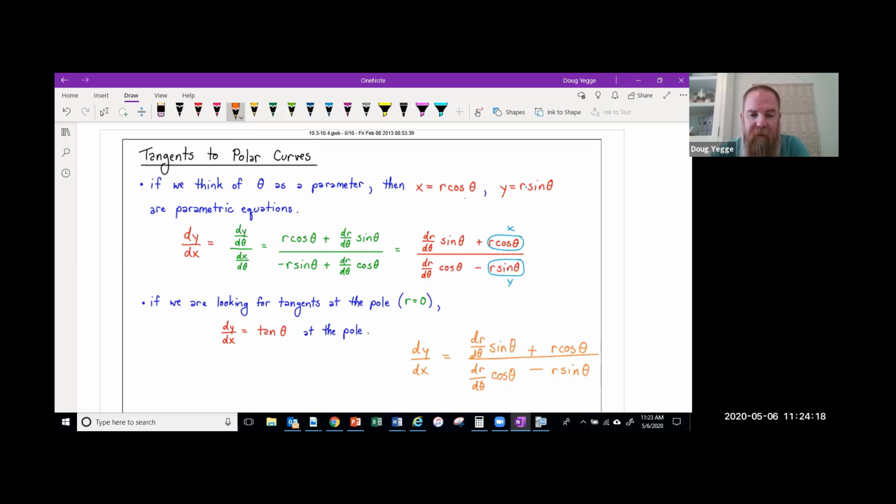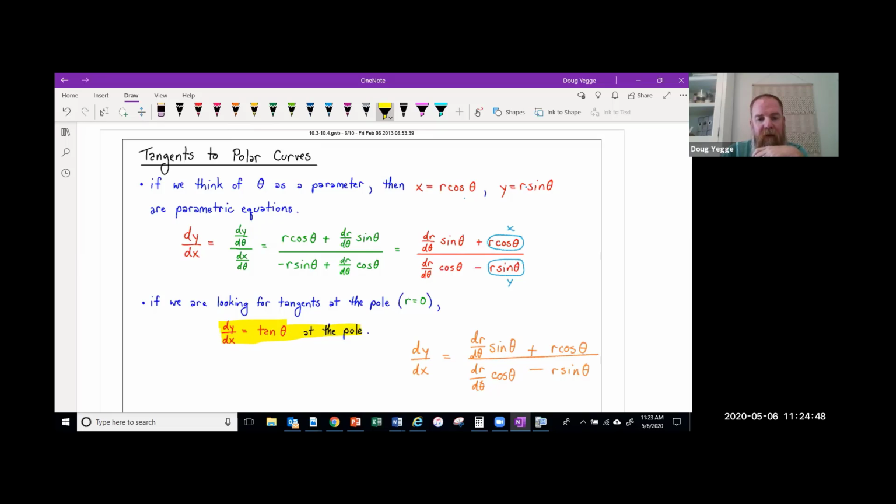Now, what's cool about this too is, what if we're trying to look for tangents at the pole? We could look at tangent lines at any r value we want, any theta value we want. But if we want to look at the tangent lines at the pole, it actually turns out to be a very simple formula. dy dx at the pole is tangent of that angle.